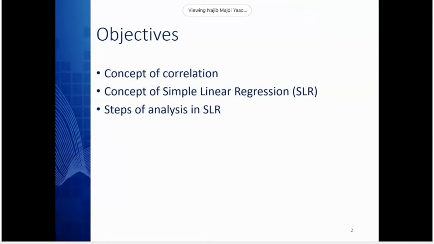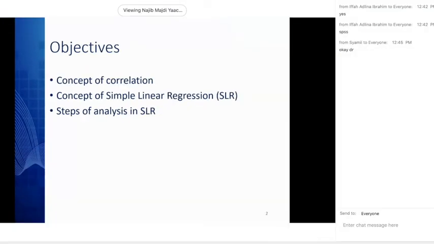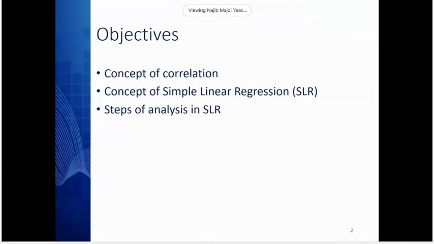Okay, so in order for you to understand the concept of simple linear regression, first you need to know the concept of correlation. Have you learned about correlation analysis? Yeah, correlation. Is it relationship between two variables? Yes, relationship between two variables. So relationship between two variables is correlation. Linear regression is just an extension of correlation analysis.